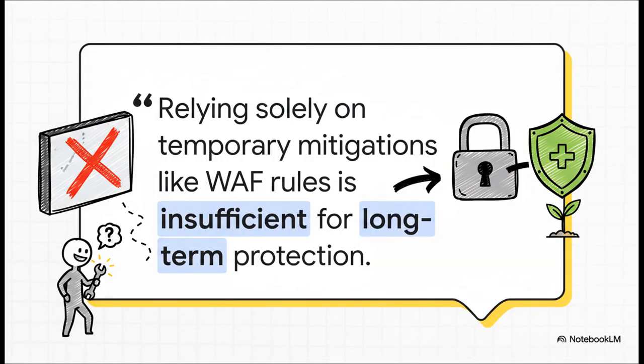And I want to be crystal clear about something. I know some teams are going to be tempted to just slap a temporary firewall rule, a WAF rule on this, and call it a day. That is not a fix. As this quote confirms, relying on those WAF rules is just not enough. Attackers are smart, they're creative, and they will find a way to bypass those simple signatures. Patching your software is the only real long-term solution here.